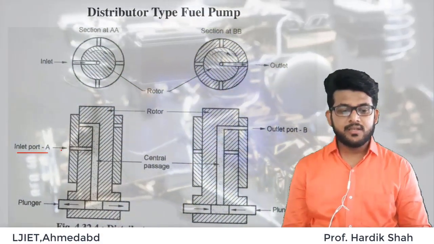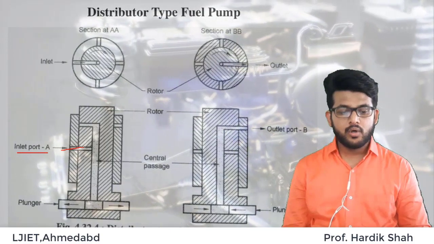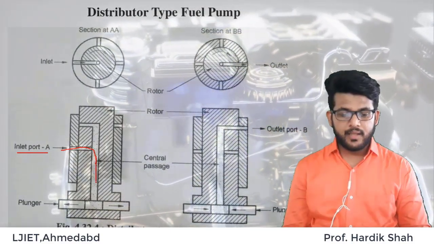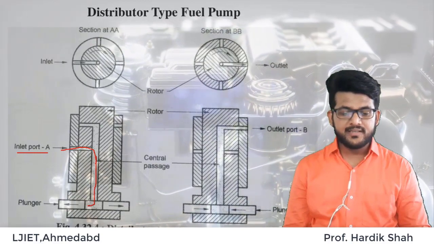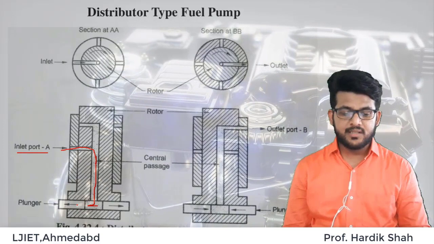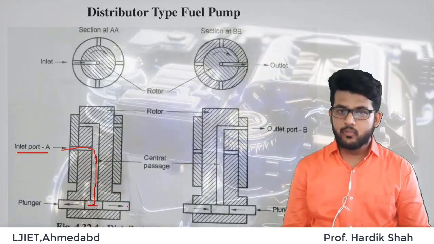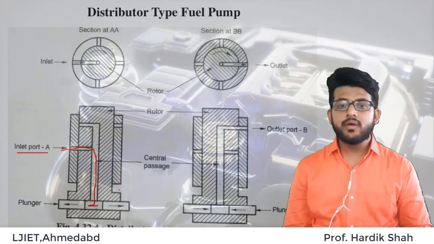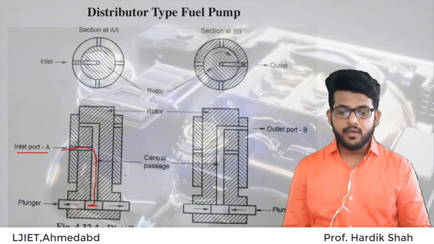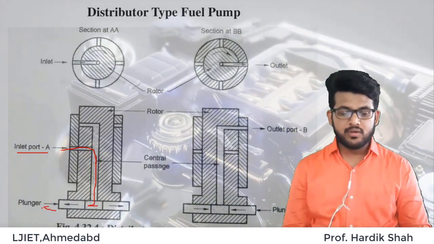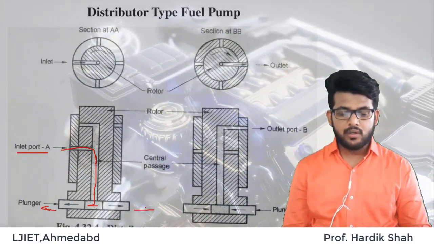The fuel will go inside the fuel pump from this line, and it is now filled inside. Why is it filled inside? Because this is the plunger. See this arrow, both of them are plungers. Whenever we need to take fuel inside the pump, this plunger will push outside. So this plunger will go in this direction, and this plunger will go in this direction.